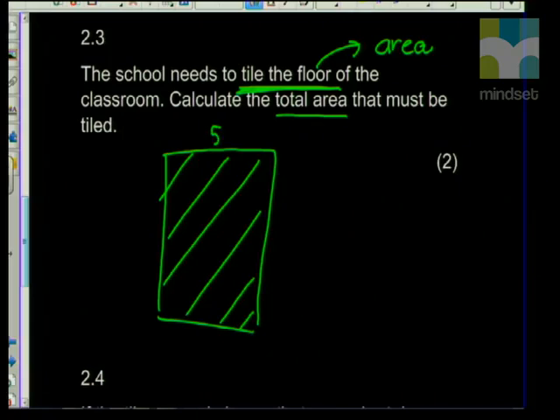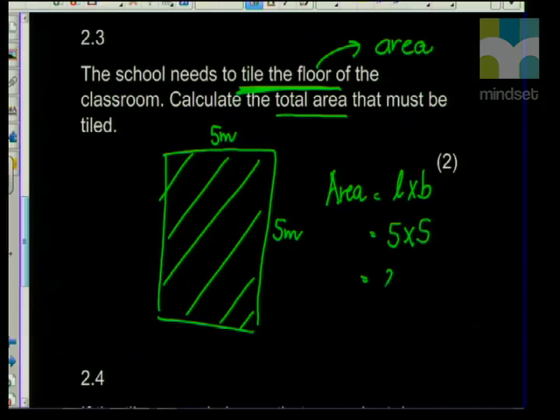I know that this side of the wall is 5 meters and this side of the wall is 5 meters because this classroom is a square. And therefore, in order to find the area, I would say length times breadth, which is 5 times 5, which is 25 meters squared. Please remember that the units for area are square units, and therefore you need to make sure that you've labeled that correctly.